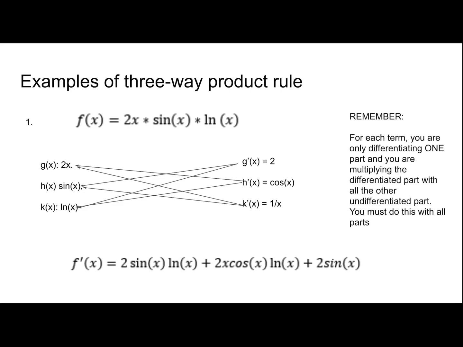So remember, for each term, you're only differentiating one part, and you are multiplying the differentiated part that you just differentiated with the other non-differentiated parts. Okay, so for each term, there's only one part that's differentiated. All the other parts should be the same as what you had in your f of x, undifferentiated. So just remember to move down the line, and you have to do this with all of the parts, and once you finish doing that with all the parts, you will have your derivative.